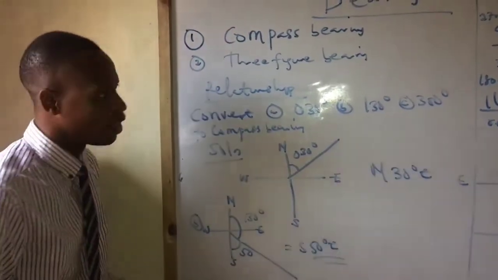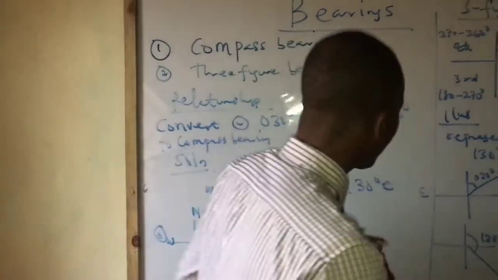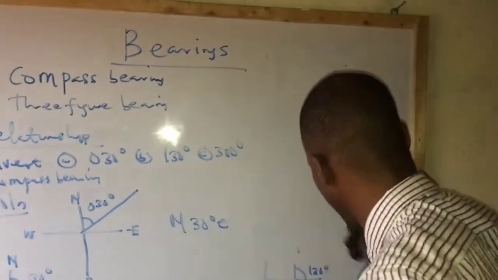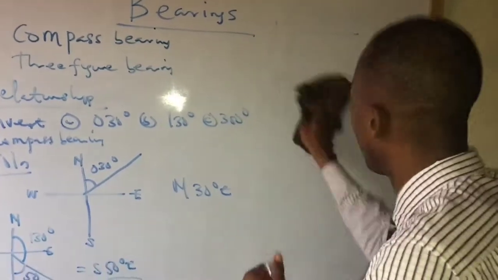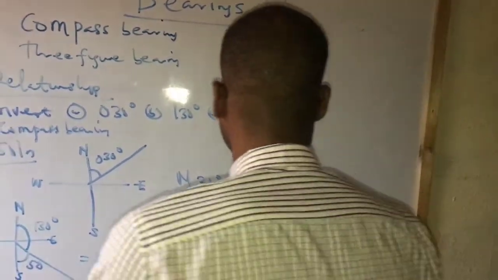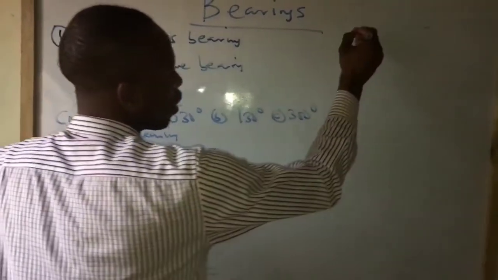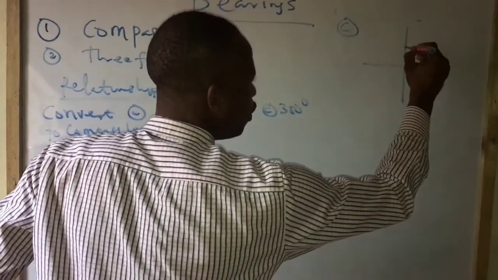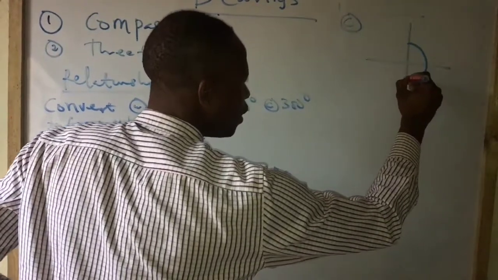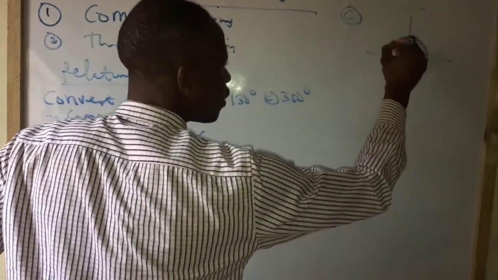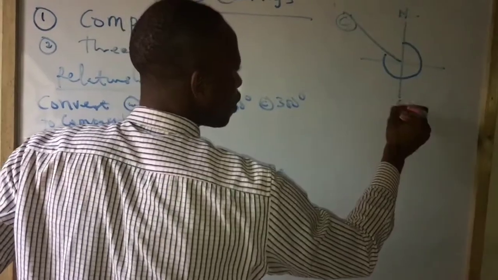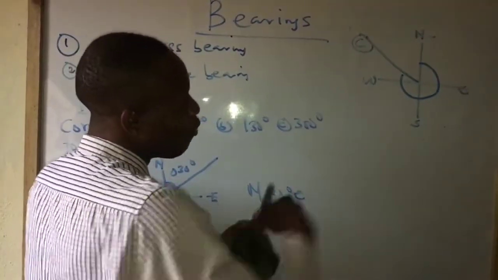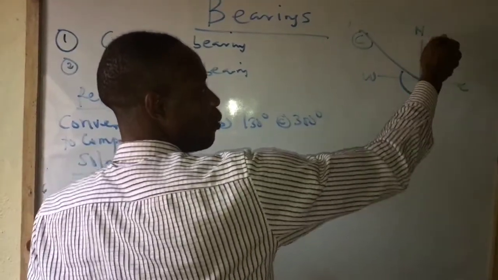So we have converted 130 in three-digit bearing to a compass bearing. Now the last one here, we want to convert 300 also to a compass bearing. Coming this way, more than 180, so then 300 is here. Don't forget this is north, south, west, and east. So you can see again that we cannot move from west to north. We only start our point from north to west.